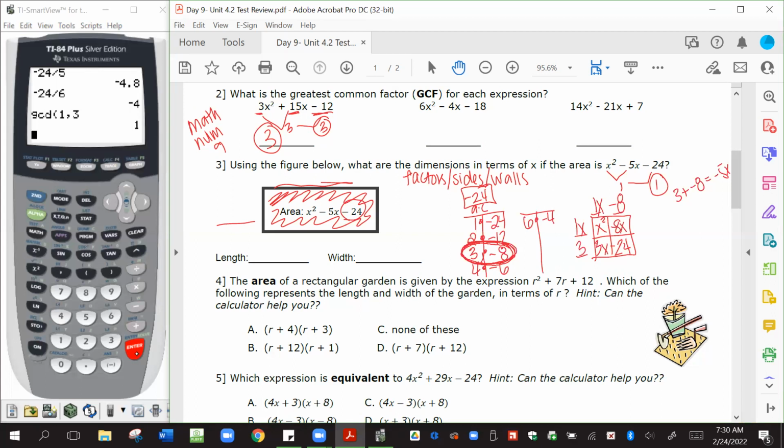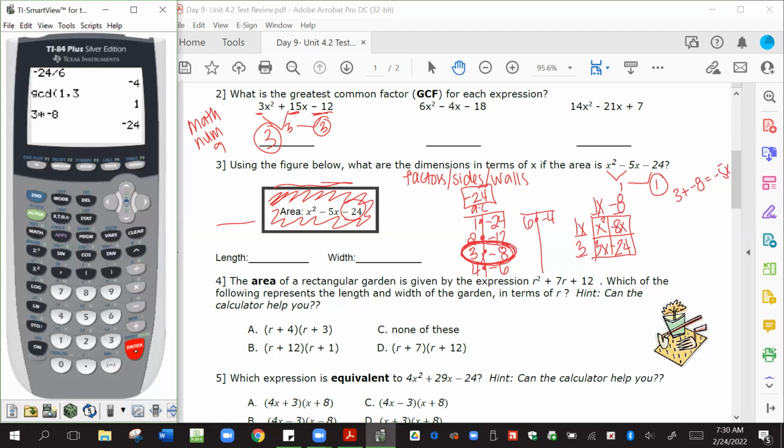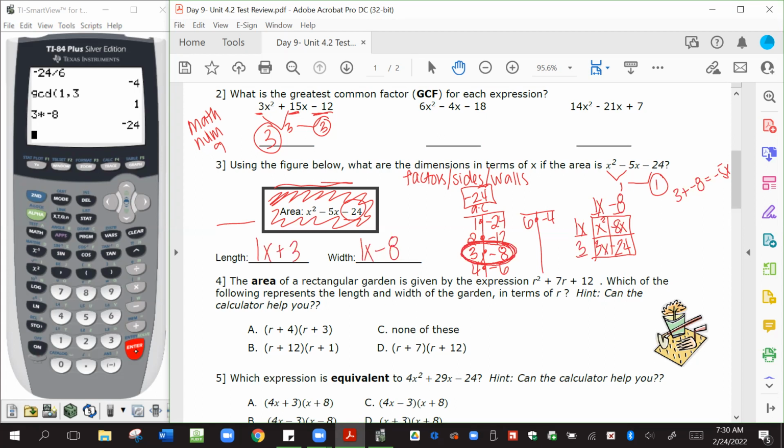And then I can check and I can go 3 times negative 8 gets me negative 24. So my 2 dimensions, and it doesn't matter which one is which, my length would be 1x plus 3, and my width would be 1x minus 8. So I was able to find my 2 sides by taking my area and working backwards. Remember, area means to multiply 2 sides together. So I would take my outsides to go inside, but if I have my area, I have to work my way out. Okay.